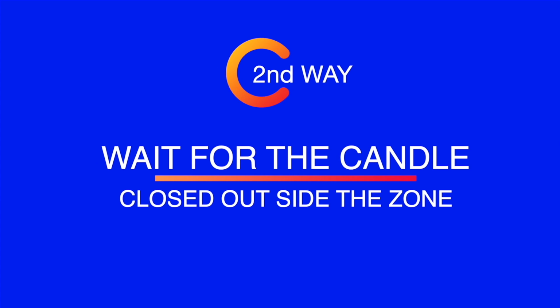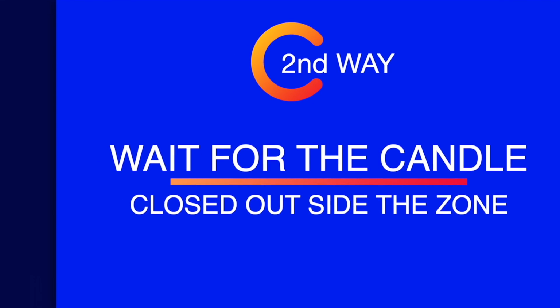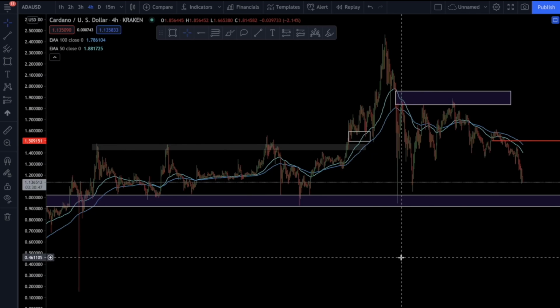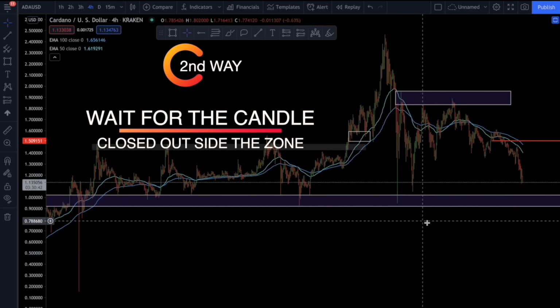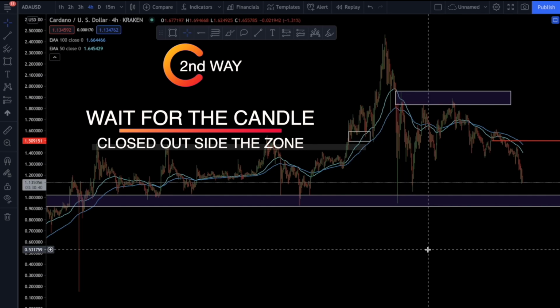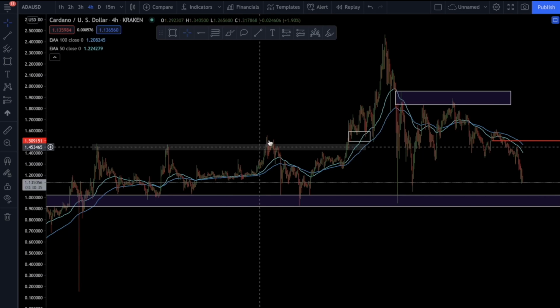The second one is to wait for the candle to finish or form outside the zone. In my experience with Forex, support and resistance levels are broken when the price successfully closes above or below the area. That is, above in the case of resistance and below in the case of support. So as per the second rule, the support is broken when the candle is formed below the zone, and the resistance is broken when the candle is formed above the zone.